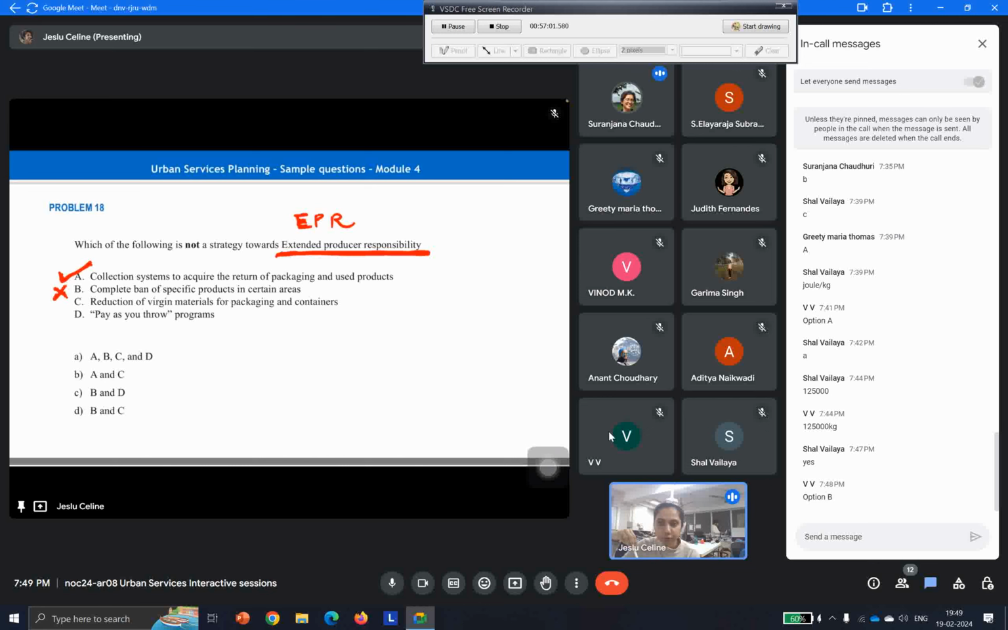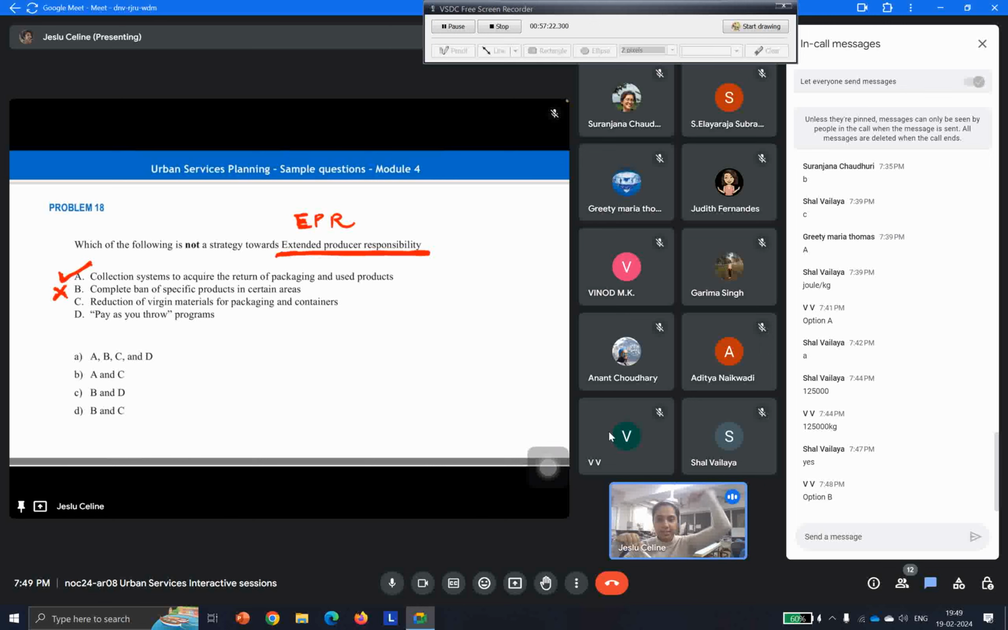Yeah, it's not part of producer's responsibility. No, it's part of government. Government can ban certain products. We discussed in one of the previous questions also that in the packing material, certain ingredients can be completely banned because they are harmful. But that's not an extended producer responsibility.